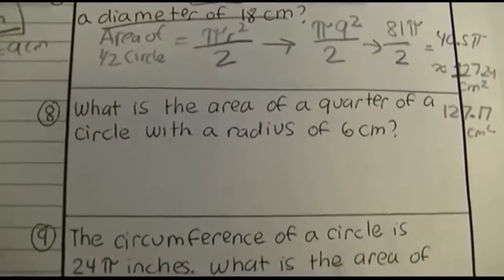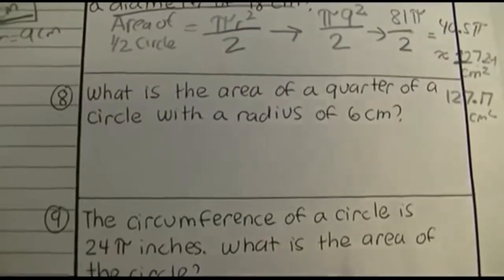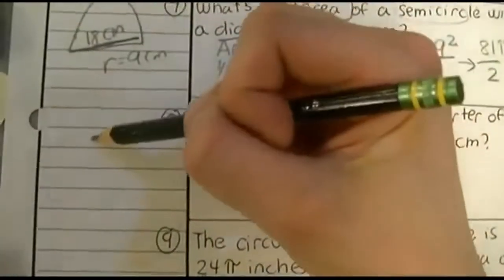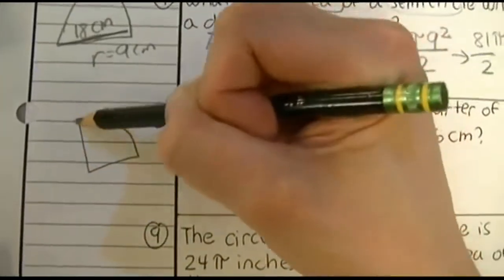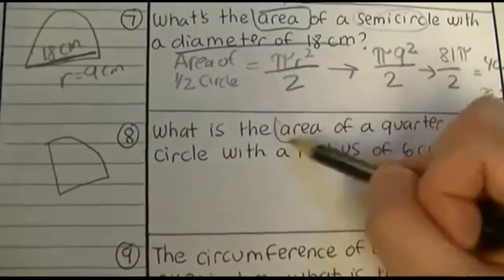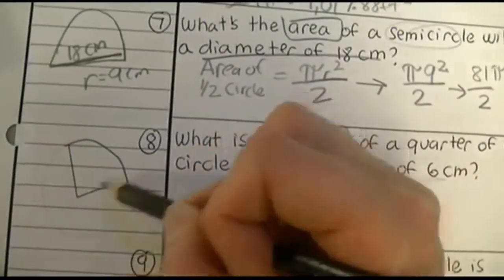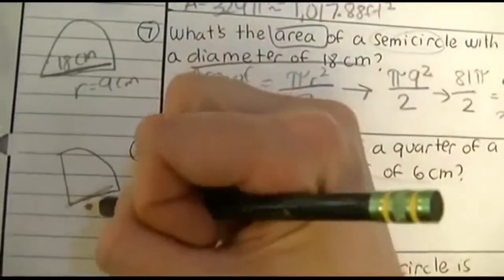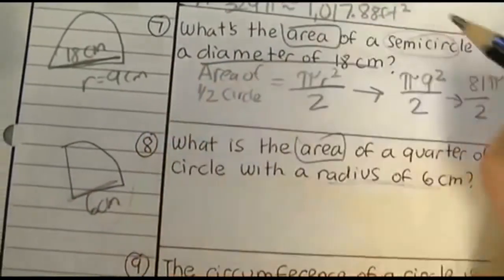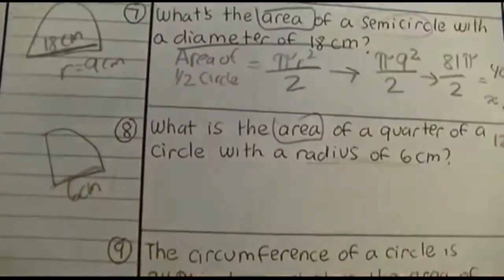What's the area of a quarter of a circle with a radius of 6 centimeters? So a quarter of a circle, that means a fourth of a circle, okay? And they're asking for the area, and it's got a radius of 6 centimeters. So assuming it was a whole circle, the radius would be 6 centimeters. That could have been worded better, okay? So that's 6 centimeters. This is what it looks like.